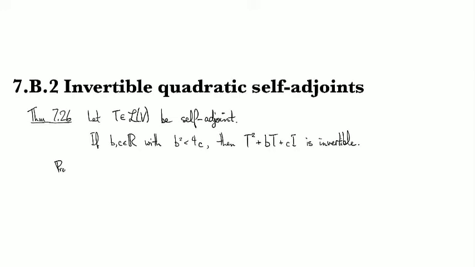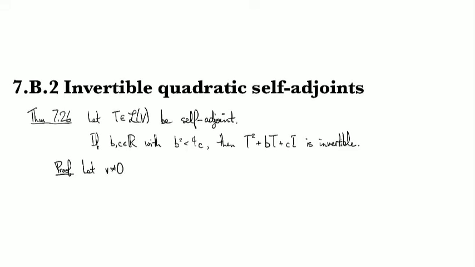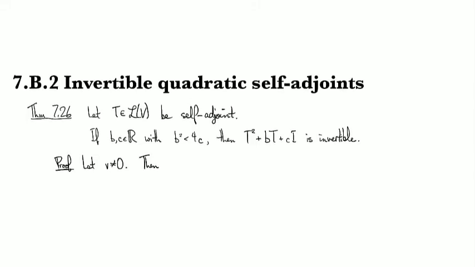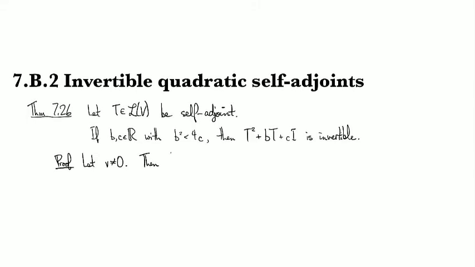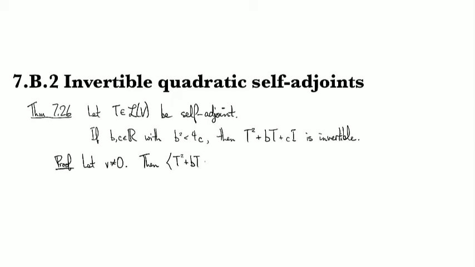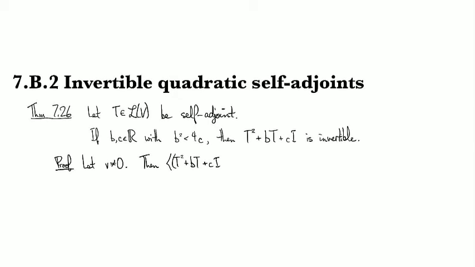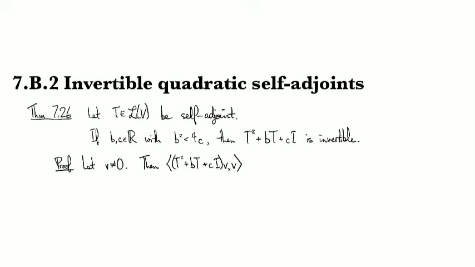Okay, let's take a look at the proof here. So we're going to take some non-zero vector and then put it in the inner product with our polynomial. So if we have (T squared plus bT plus cI) operating on v, against v in the inner product, like so, then let's see.